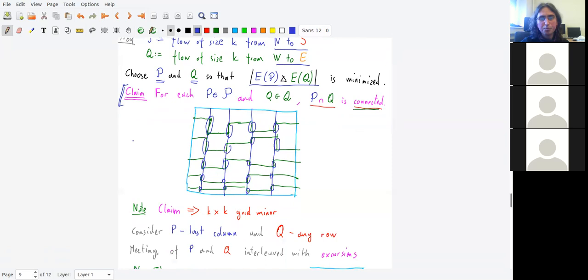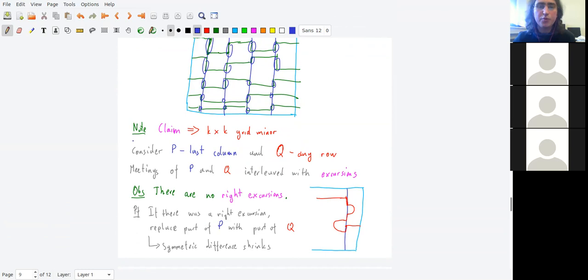Good. So this is what we want to prove. Let's first look at the last column, so the last north-south path. This is this green path here. And let's look at any row. So this is this path Q. This is a west-east path.